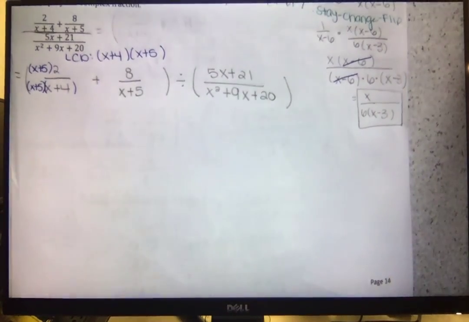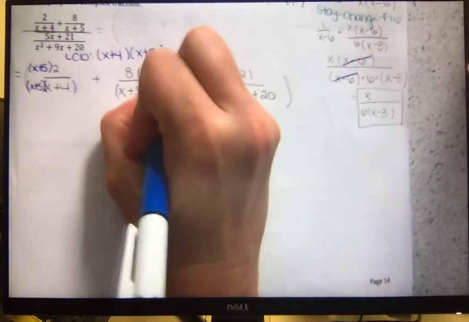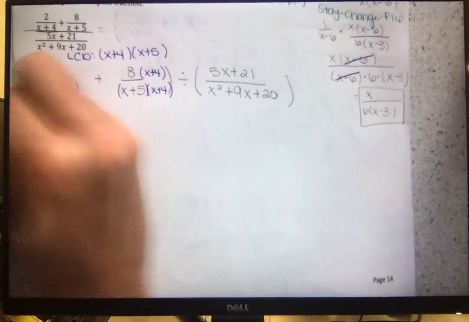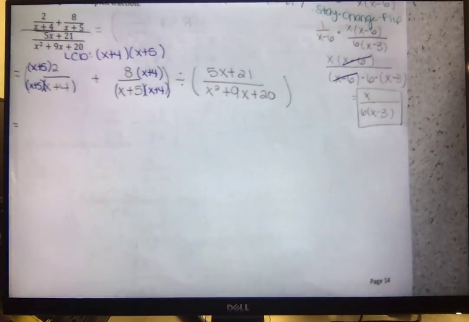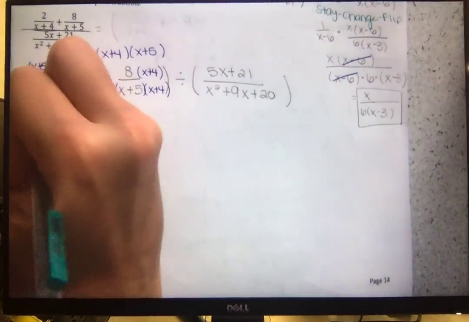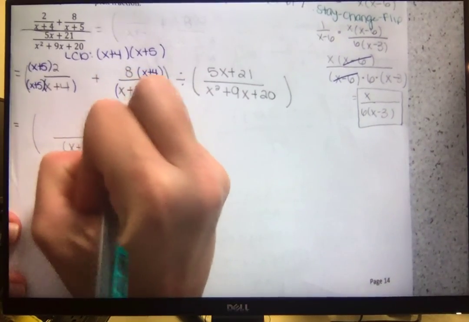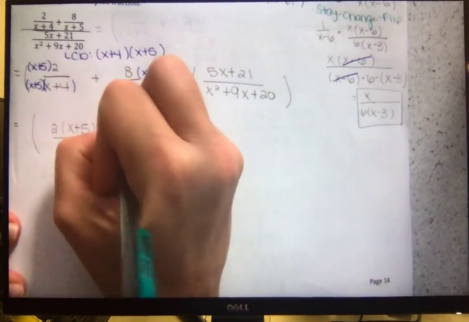Our second fraction has x plus 5. It's missing x plus 4, so we're going to multiply that to the top and the bottom. Nothing crazy yet. Both have the same denominator of x plus 5 times x plus 4, so we can rewrite it as one big fraction all over x plus 5 times x plus 4. So our top is 2 times x plus 5 plus 8 times x plus 4.